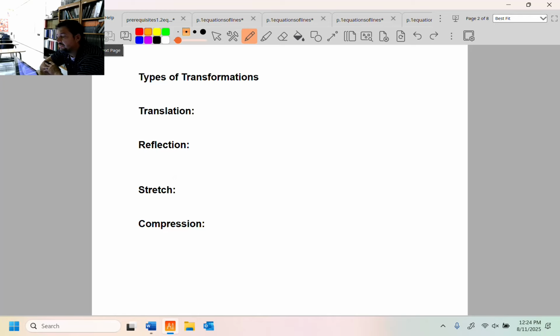All right, types of transformations. We can have a translation. This would be a shift up or down, or it could be a horizontal shift as well, which would be left or right. Those are your translations. You can have a vertical shift up or down, or you can have a horizontal shift left or right. A reflection is when you flip over an axis.